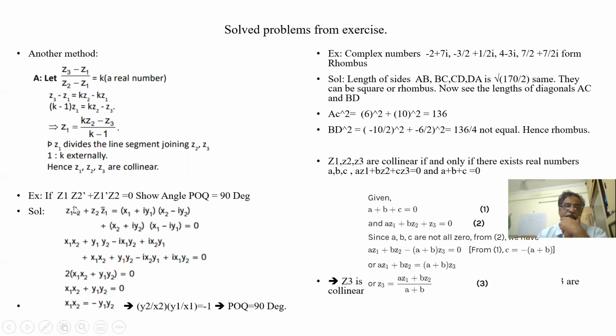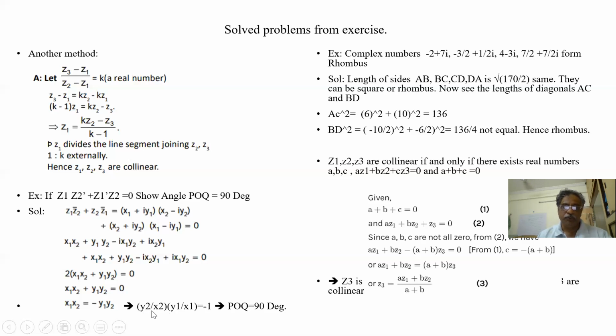Let us see this problem. If Z1 Z2 bar (because I don't have a bar, I have put a dash here) plus Z1 bar Z2 is 0, then show that the angle between Z1, Z2 is 90 degrees. So let us put Z1 as x1 plus i y1, Z2 as x2 plus i y2, Z2 bar is x2 minus i y2, Z1 bar is x1 minus i y1. So I am simplifying from the fundamentals. When I simplify this, what I am getting, x1 x2 plus y1 y2 is 0. So when I rearrange, (y2 by x2) into (y1 by x1) is equal to minus 1.